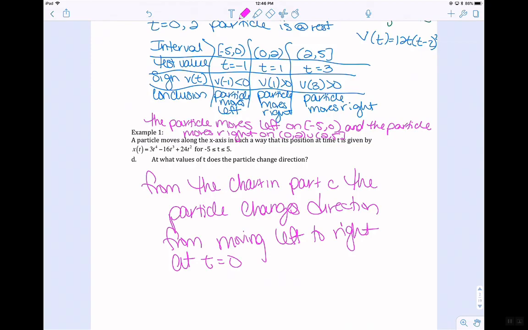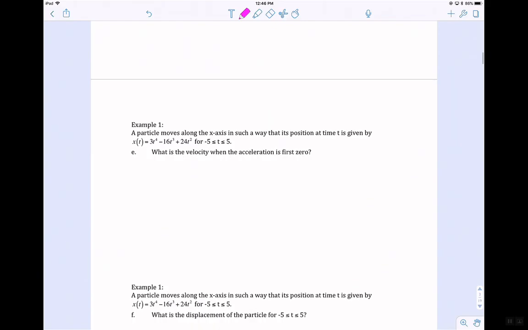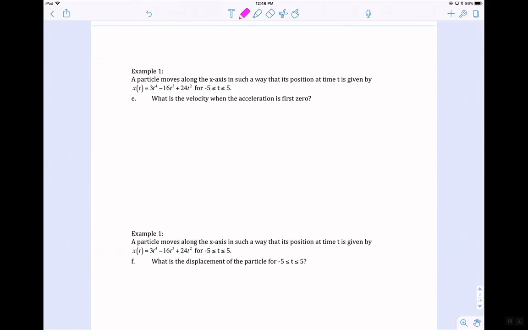Okay, so part E, what is the velocity when the acceleration is first 0? So first I need to figure out when the acceleration is equal to 0.